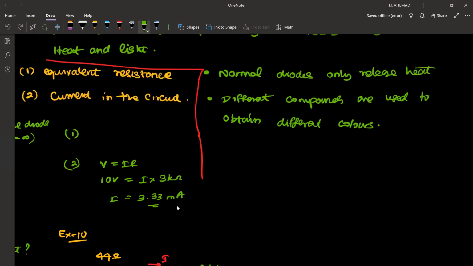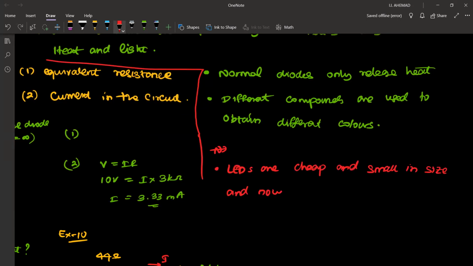Note: LEDs are cheap and small in size, and nowadays used in a variety of applications.